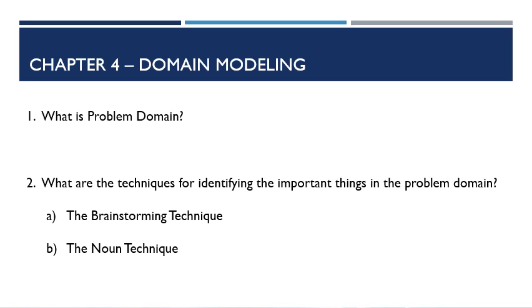Moving forward, we have many techniques for identifying the important things in the problem domain that the system needs to remember. Two of them are introduced in this chapter, the brainstorming technique and the noun technique. The brainstorming technique is used to identify problem domain classes where developers work with users to identify different types of things that they use in their work. Next, we have the noun technique, which is a technique used to identify things in the problem domain by finding and classifying the nouns in a dialogue or description.